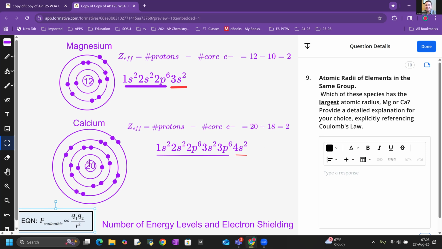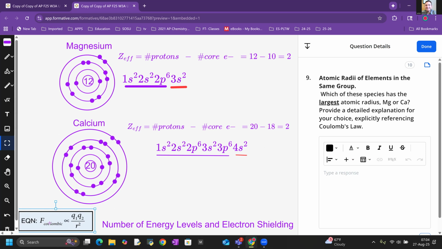Now, why is that? The reason is because these valence electrons are further away from the nucleus than the valence electrons in magnesium. Now, why is that? Let's go to our theme. The number of energy levels. We notice that calcium has more energy levels. Therefore, its valence electrons are held further away from the attraction of the nucleus, making that force of attraction less.